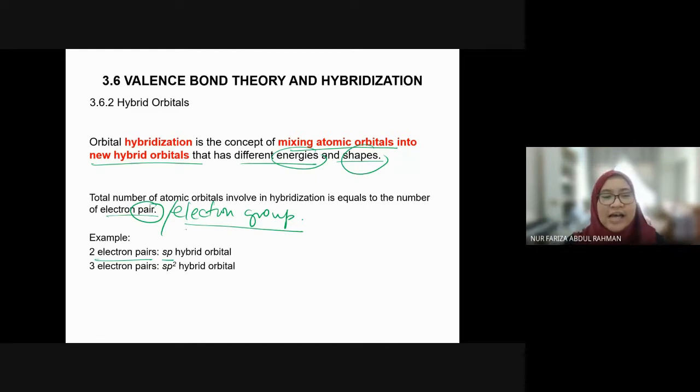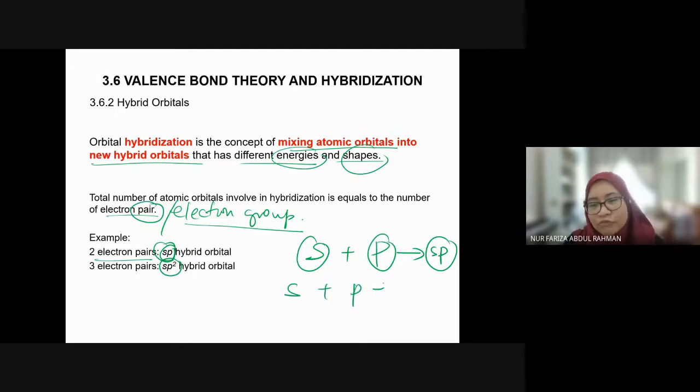Alright, so basically SP is a type of hybrid orbital because we have S and P orbitals. Initially we have an S orbital, we have a P orbital. When these two combine, that is what we call hybrid. It will form an SP hybrid orbital. So that is what SP hybrid orbital means. It is a combination between S and P. Okay, and if we have one S, and then two P, remember we have PX, PY, PZ. So we need to recap PX, PY, PZ, how do you draw the P orbitals. So it will form SP2.